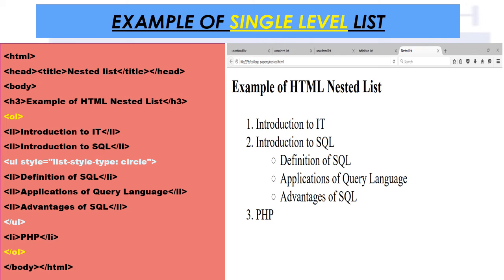See, it looks very simple, but you have to understand the sequence, how you are using the UL tag and the OL tag. Okay, so this is called the single level list. You can try more options also if you want. In the introduction to IT also you can give certain listings, and in PHP also you can add some more topics. Okay students, this is called the single level list. Now let's move ahead to the multi-level.